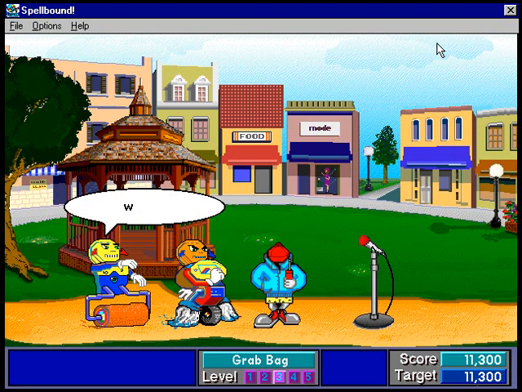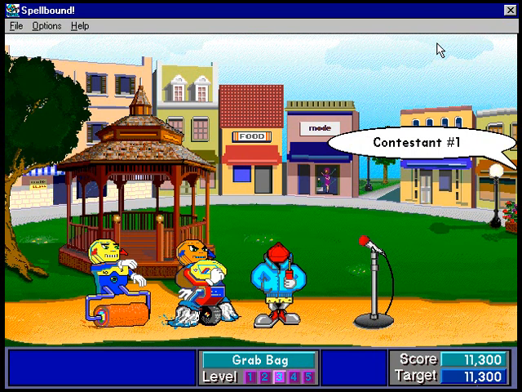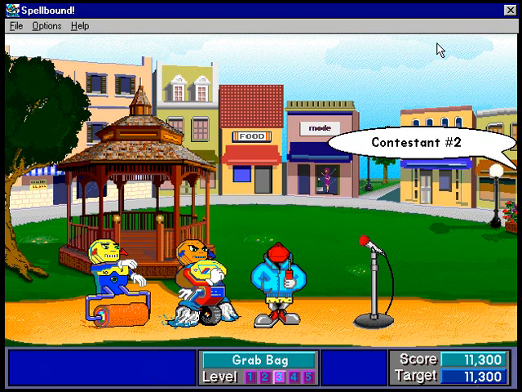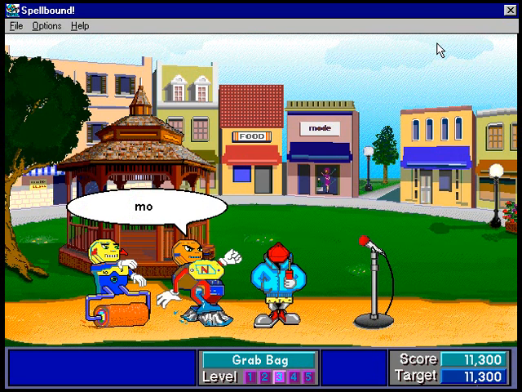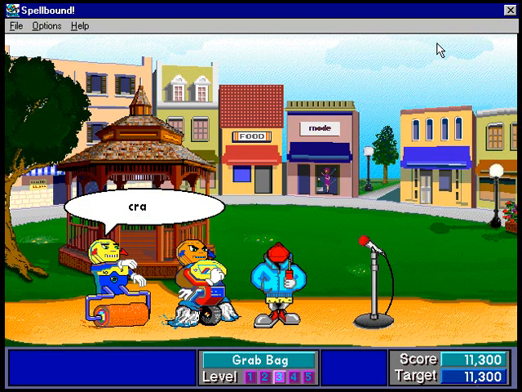Please spell whinny. W-H-I-N-N-Y. That is correct, contestant. Please spell the word bark. That's right, contestant number 2. Please spell the word moo. M-O-O. Please spell croak. C-R-A-O-K. Incorrect.